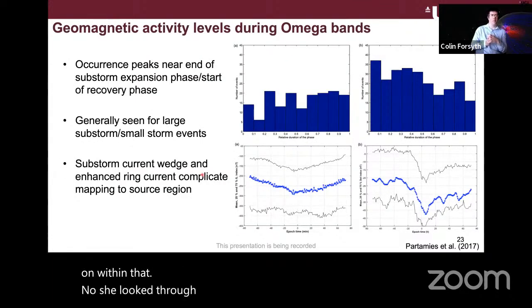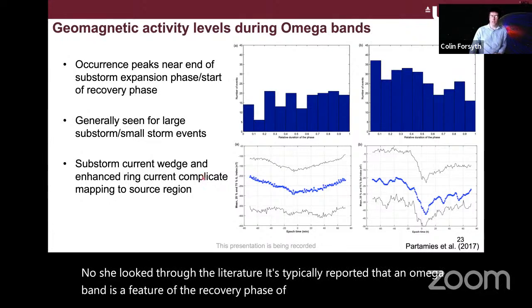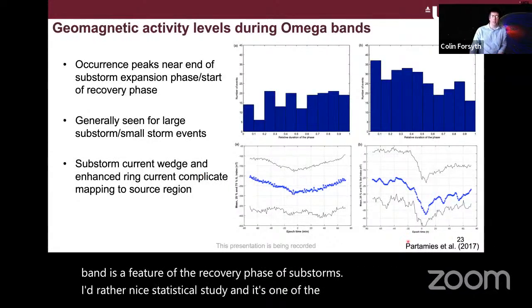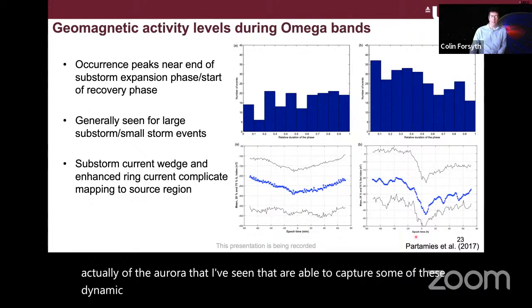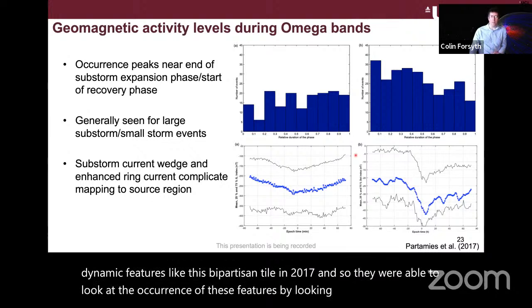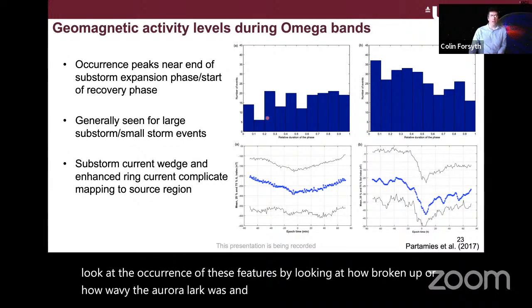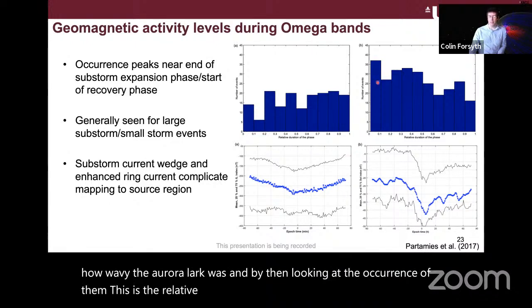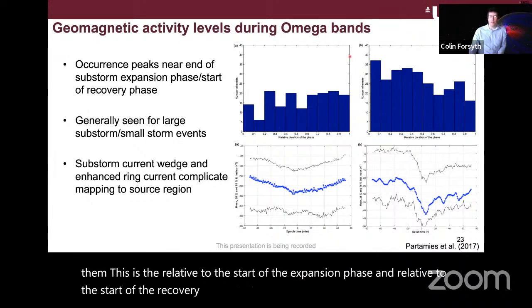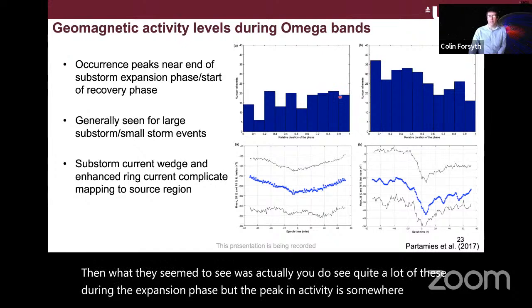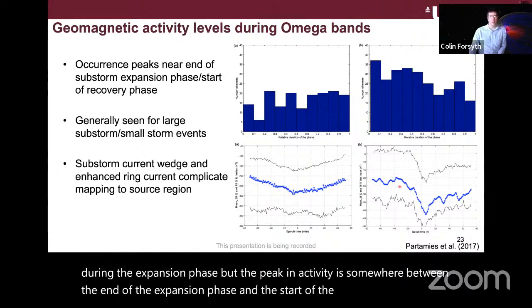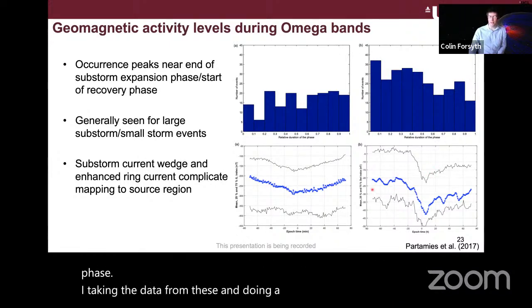Now, if you look through the literature, it's typically reported that an omega band is a feature of the recovery phase of substorms. But there's a rather nice statistical study, and it's one of the few statistical studies of the aurora that I've seen that are able to capture some of these dynamic features, by Partamies et al. in 2017. They were able to look at the occurrence of these features by looking at how broken up or how wavy the auroral arc was. By then looking at the occurrence of them, relative to the start of the expansion phase and relative to the start of the recovery phase, what they seem to see was actually you do see quite a lot of these during the expansion phase, but the peak in activity is somewhere between the end of the expansion phase and the start of the recovery phase.